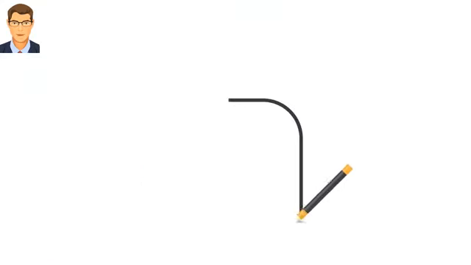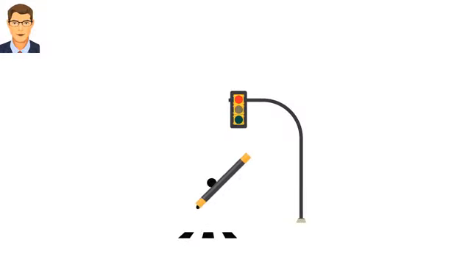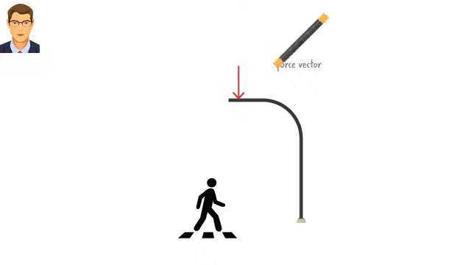Force is a vector. It has a magnitude and a direction. Consider the weight of a typical traffic light. For structural analysis purposes, we can represent it as a vector, like this. A vector has a tail, a head, and a magnitude. The length of the vector represents its magnitude. Alternatively, we can write the vector's magnitude next to it, like this.